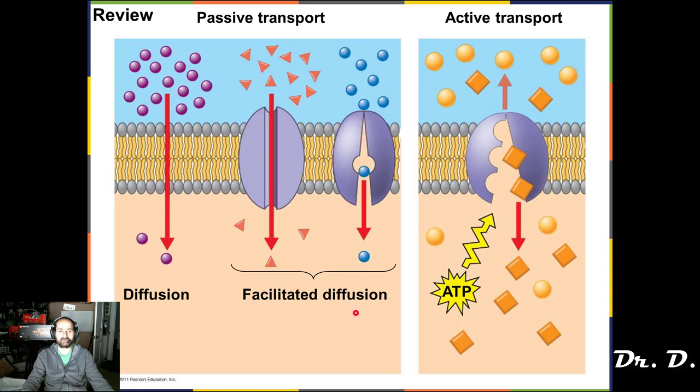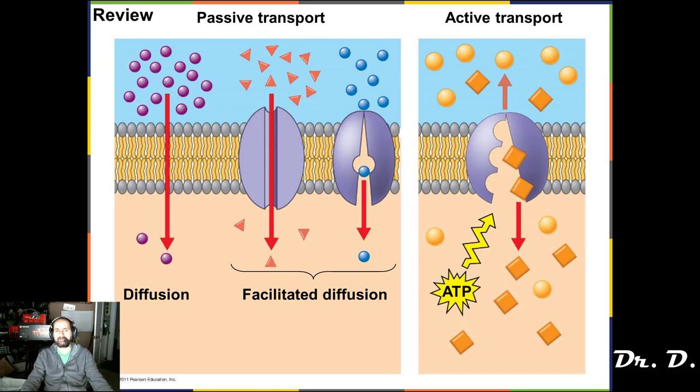Okay, so facilitated diffusion is where transport proteins, such as channels or carriers, are necessary for the diffusion to happen, for the passive transport to happen across the membrane. So I hope that's clear.